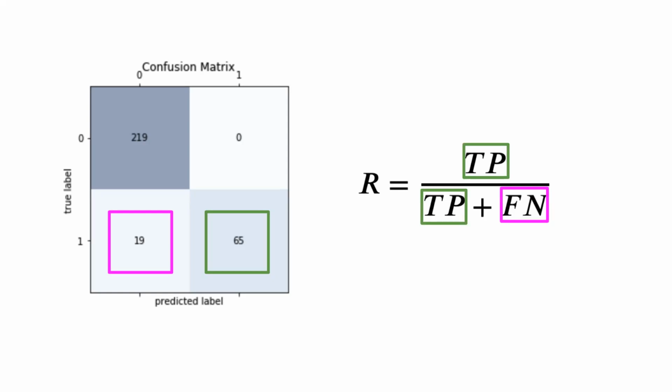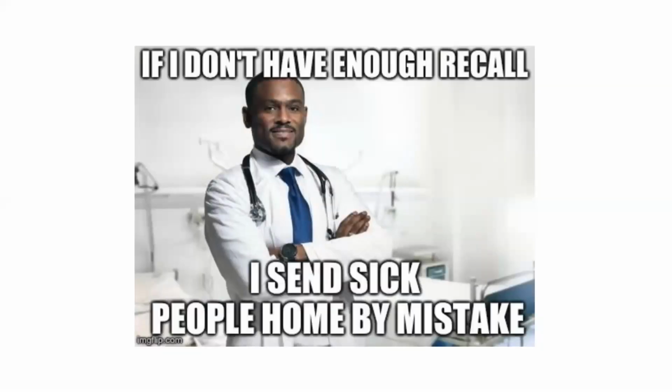The concept of recall is of all the true positives, it's the true positives divided by the sum of the true positives and the false negatives. The one thing I want you to remember from recall is not this formula, because you can always look it up, but only this: if I don't have enough recall, I will send sick people home by mistake. That's the bit you want to remember. Recall is when I'd rather be wrong by sending some people over to be examined by a doctor than be wrong by sending sick people home.